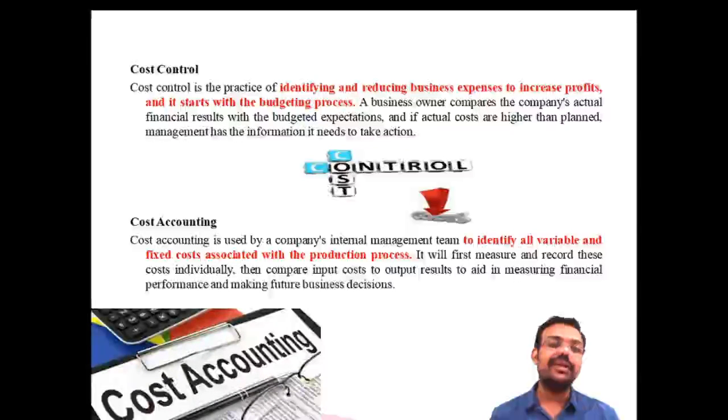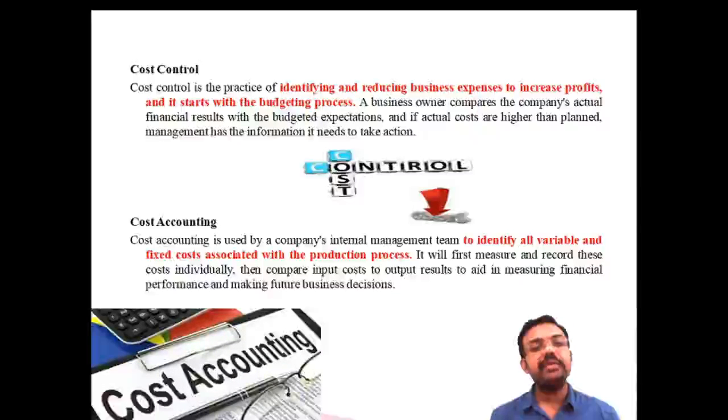And the third one is cost accounting. From an accounting point of view, cost control must use a certain technique known as cost accounting. Cost accounting means identifying fixed cost, variable cost, and the different categories of cost: direct material cost, direct labor cost, direct expenses, and overhead cost. All can be identified with the help of cost accounting. It is an internal management system used by the company to identify all variable and fixed costs within the production process.